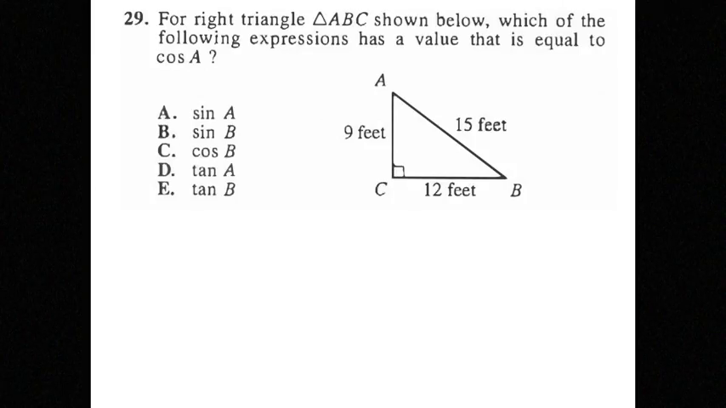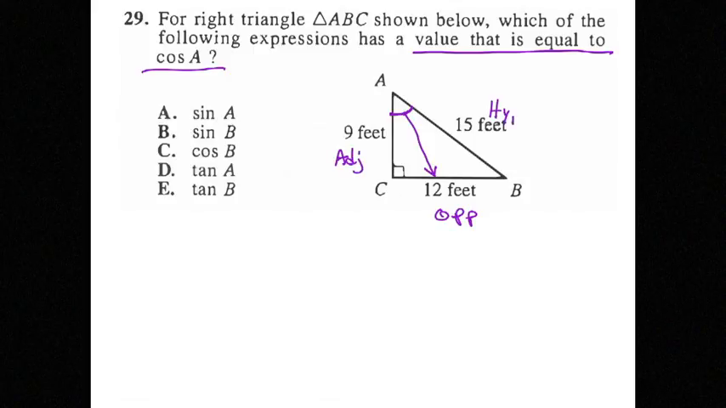Okay, we're ready to start with this first problem. Now let's take a look at it. It says, for a right triangle ABC, shown below, which of the following expressions has a value that is equal to the cosine of A? Well, let's first find out what the cosine of A would be. Remember, we go to angle A. Across from angle A is our opposite. Our adjacent would be the 9-foot side, and our hypotenuse is the 15-foot side.